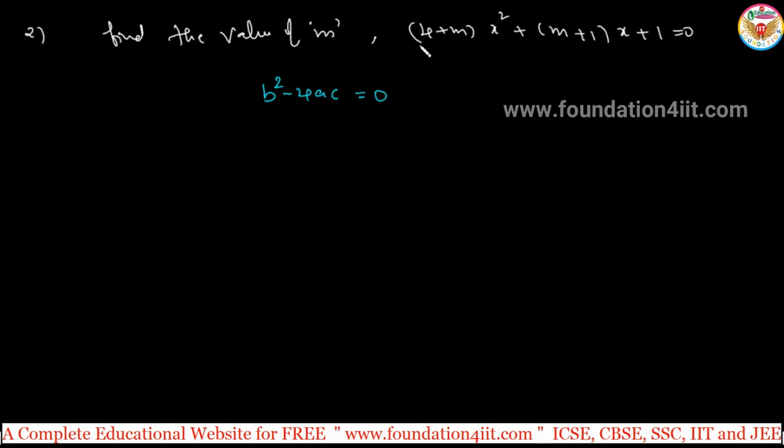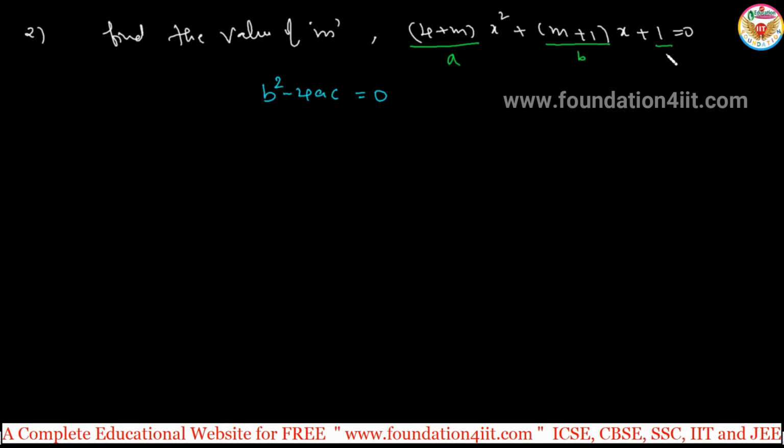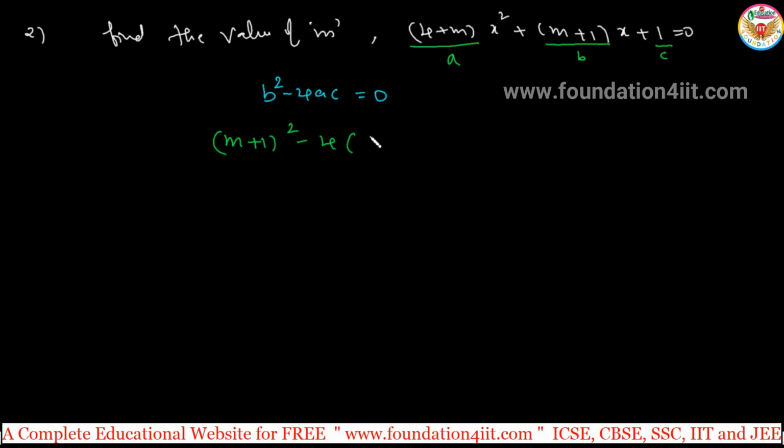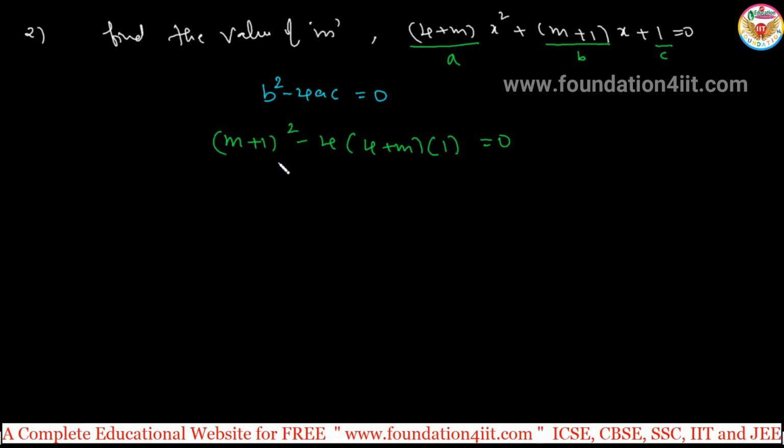Here the x² coefficient is a, the x coefficient is b, and the constant is c. We substitute: (m + 1)² − 4 into a value, which is (4 + m), and c value is 1, is equal to 0. Since the roots are equal, we can make this. Then you can simplify and you get the answer.